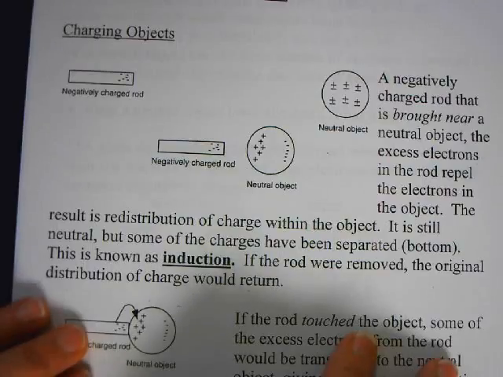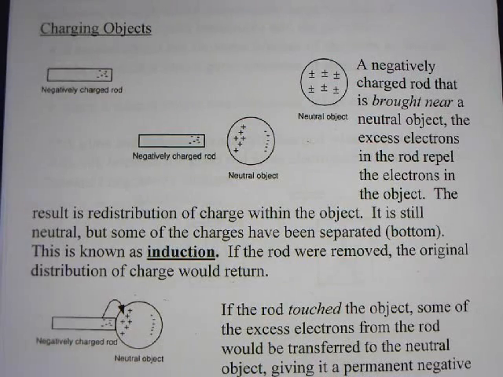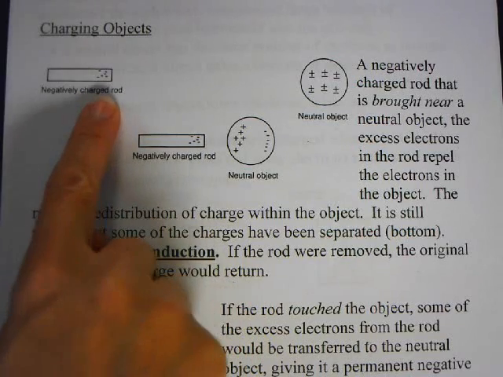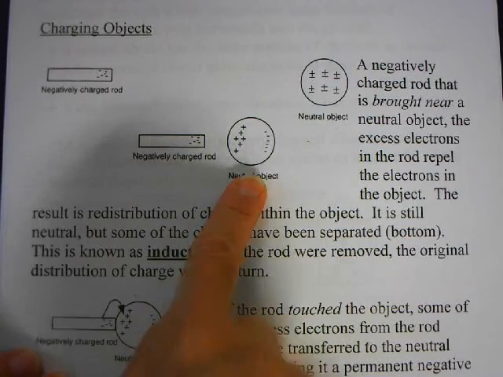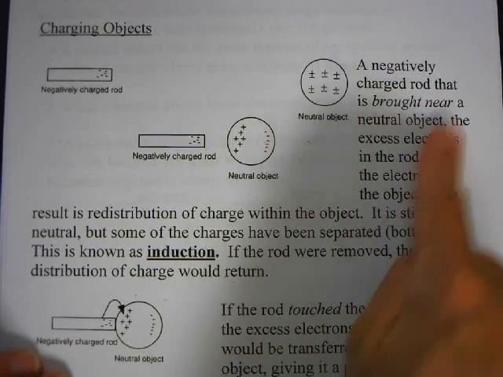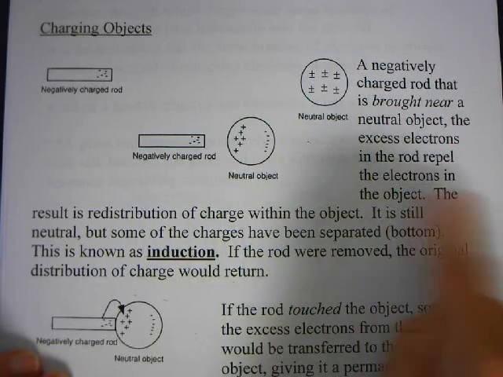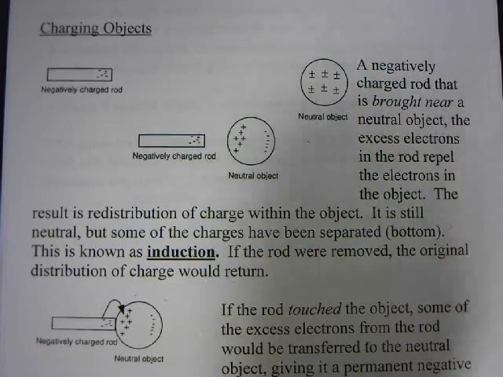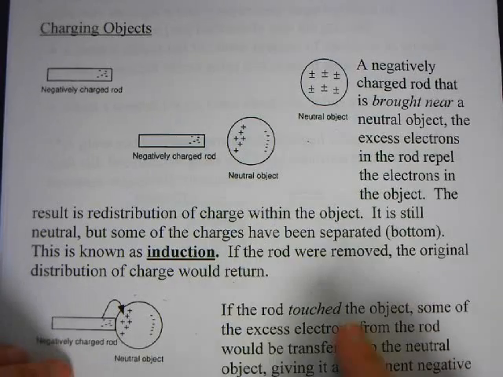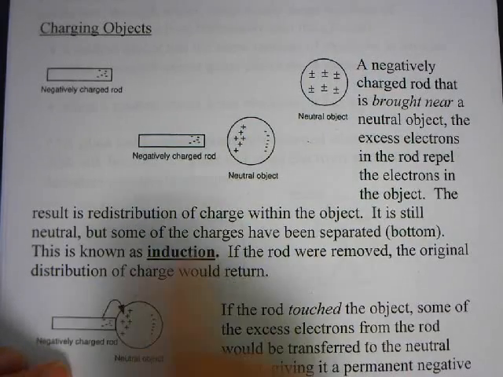Now when I charge an object, like we did in the lab the other day when we rubbed one of the materials on the rods, we had an excess of electrons. When we take that negatively charged rod and bring it to a neutral object, the excess electrons are going to repel the electrons in the object. So it's going to cause the object to redistribute the charges within it. We're going to do a lab next week where we'll see all of this. This, again, is called induction.